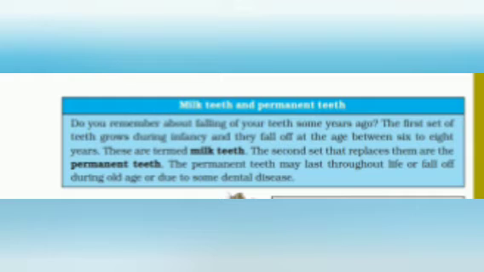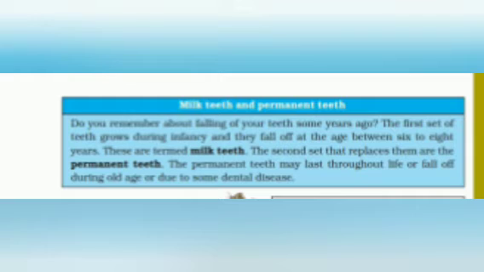What are the milk teeth? Milk teeth are the teeth which come up during infancy. जब हम बहुत छोटे होते हैं, जब सबसे पहले सेट जो आता है टीथ का, first set of teeth is the milk teeth, and after the age of between 6 to 8 years, these teeth fall down and the new second set of teeth come up that we call as permanent teeth.